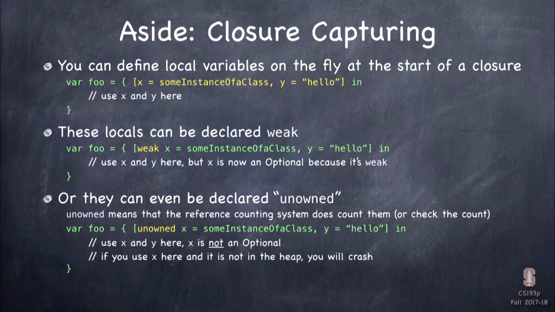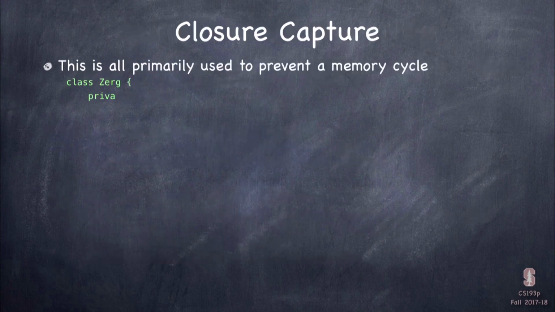Okay? So why is it valuable to do weak and unowned? Well, because weak and unowned variables, whether they're these little locals or not, don't keep other things in the heap. They're not strong. Okay? They're weak or even unowned. So we can use that to break these memory cycles.